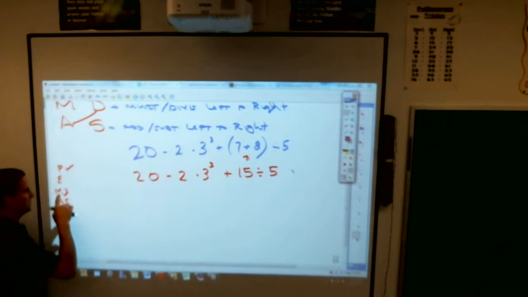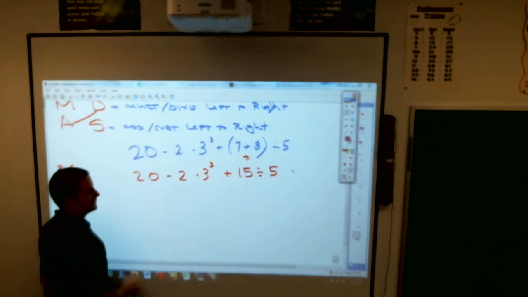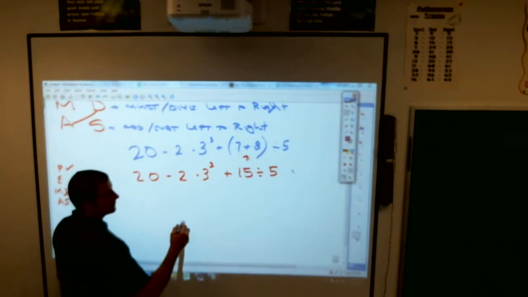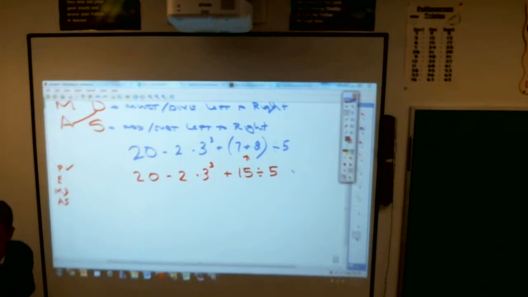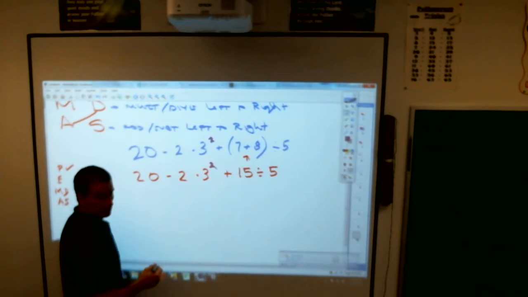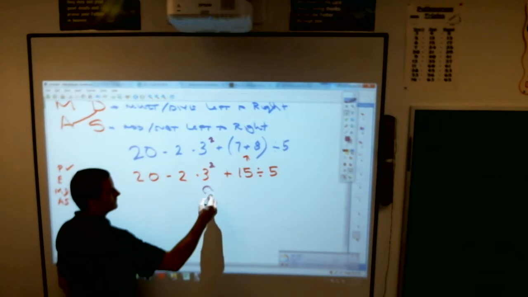What's next? Exponents and roots. Well, I only have one. That's this little guy right here. What is 3 to the 3rd power? 27. You know what? It's actually supposed to be 3 to the 2nd power. Let's change that. And 3 to the 2nd power is 9.